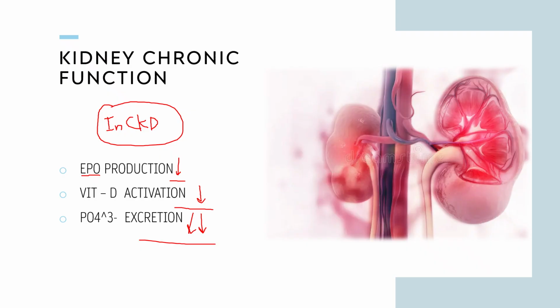So what happens if this occurs? Because of erythropoietin production reduction, it will cause normocytic normochromic anemia. And because of vitamin D activation reduction, it will lead to calcium reduction. And phosphate excretion is reduced. It means phosphaturia is not happening. Excess phosphate is not going out from the body. That's why the phosphate level in the blood is very high in CKD.